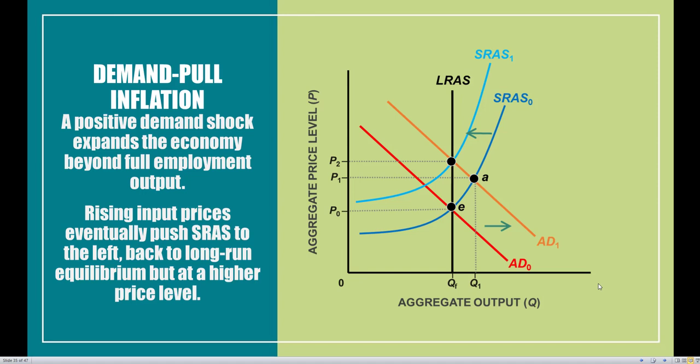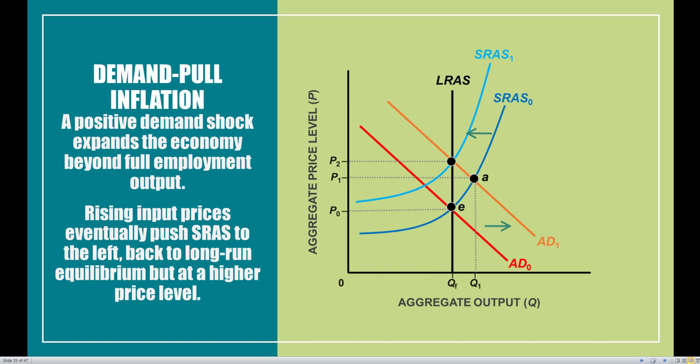Let's take a look at demand pull inflation. A positive demand shock expands the economy beyond full employment output. So when we take a look at all these curves right here, it seems very, very complex, but there is a sort of mechanism and channel that we're going to detail step by step in order to see how we move from point E to point A to say point B right here in terms of our new macroeconomic equilibrium.